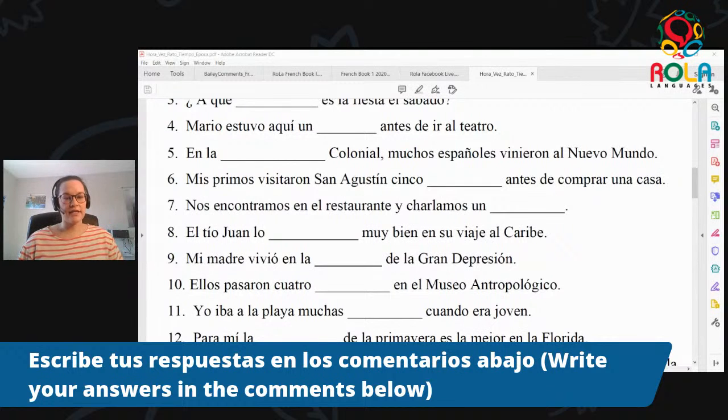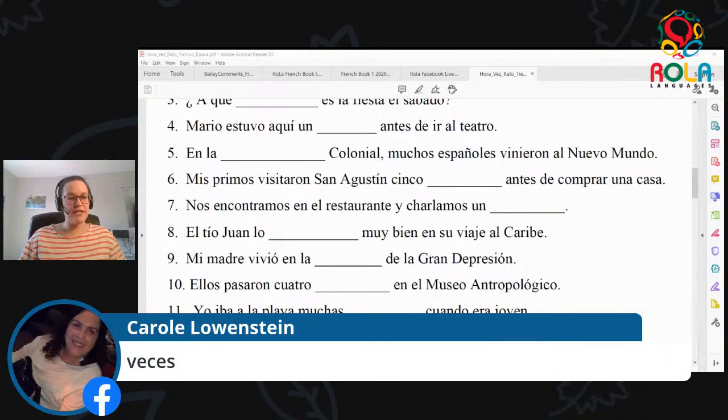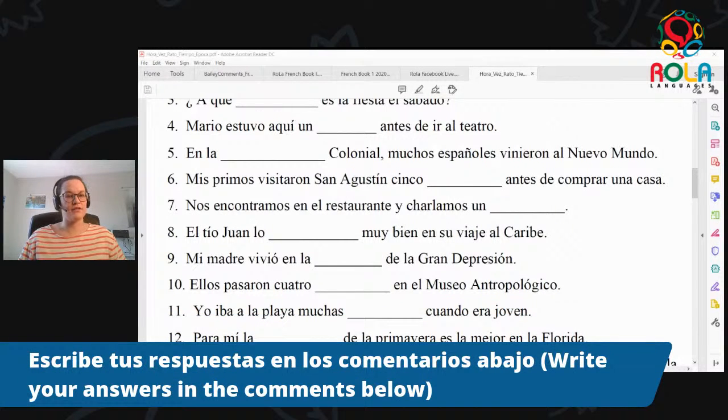So looking at this context, yo iba, I used to go, a la playa muchas blank cuando era joven. The thing that makes the most sense here is going to be veces. So yo iba a la playa muchas veces cuando era joven. I used to go to the beach many times when I was young. Okay, muy bien. So we're going to stop there for today on this exercise.